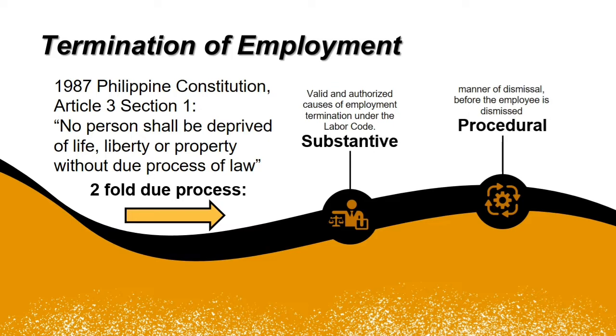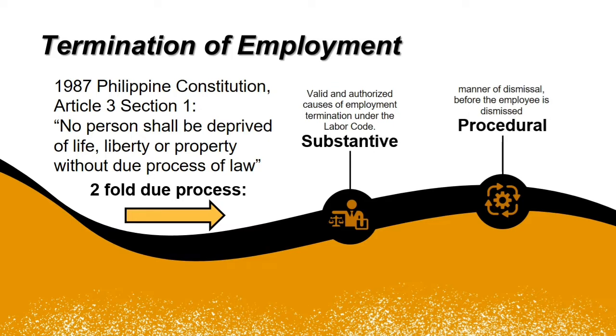So again, class, due process in the context of employment termination is the right of an employee to be notified of the reason for his or her dismissal, and in the case of just causes, to be provided the opportunity to defend himself or herself. So in this context, class, due process is different from both the authorized and just causes.